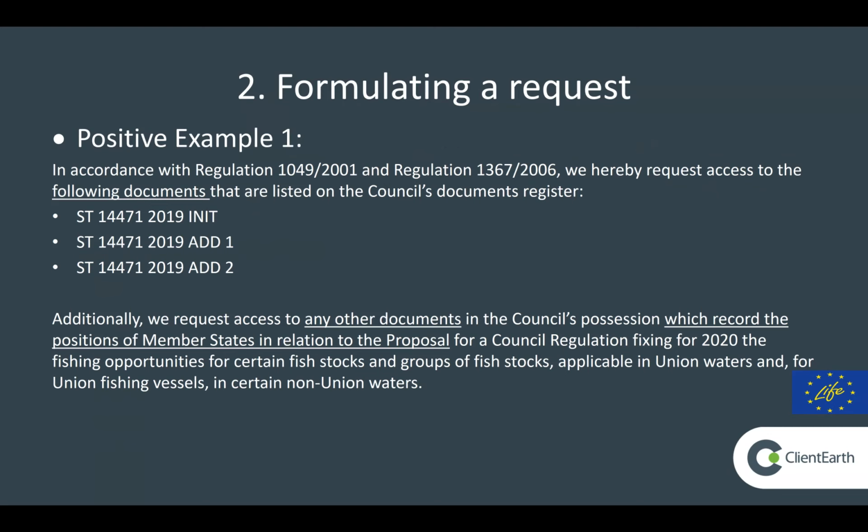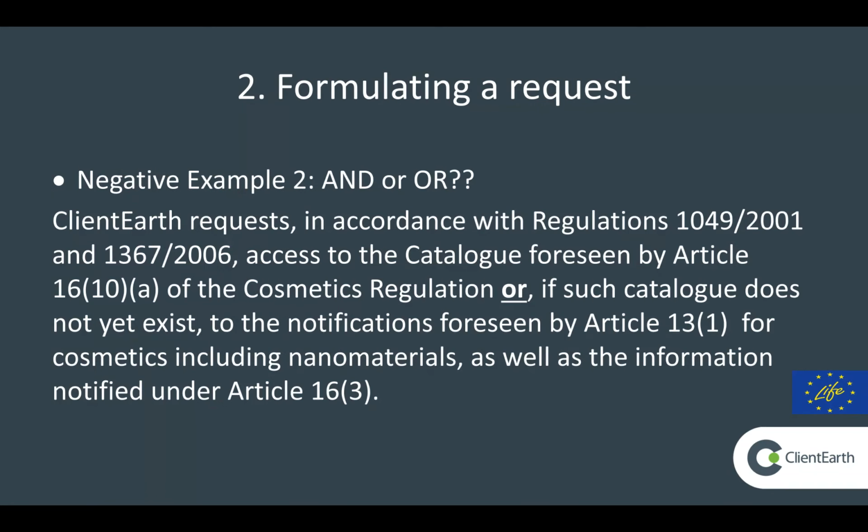And the next two examples, just for balance, because that's such a good one, are two negative ones. This first one is an example of where I used the word "or" instead of the word "and", and it brought me a whole lot of trouble later on at the confirmatory stage. So this was a case where we wanted access to a catalogue of nanomaterials in cosmetics that the Commission was meant to have published a few years before we made the request. We didn't know whether the catalogue existed or at what stage of completion it was.